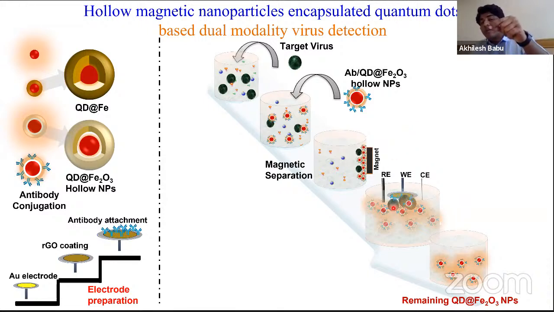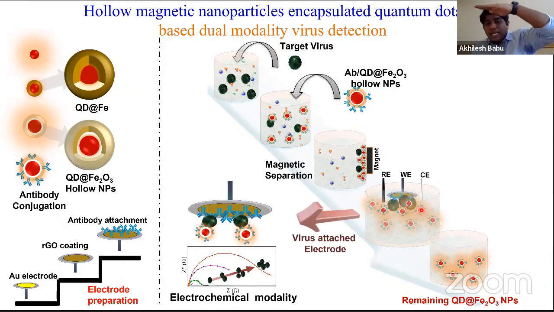And this antibody-coated RGO electrode was immersed into this solution. Here, what happened? The virus further attached to the antibodies and formed a sandwich structure. First is the electrode with antibodies hanging, and then the virus attached. To the virus, several quantum dots have attached. So when this electrode is separated from the solution, along with the virus, several quantum dots have been removed. So several virus particles have attached to the surface of the electrode.